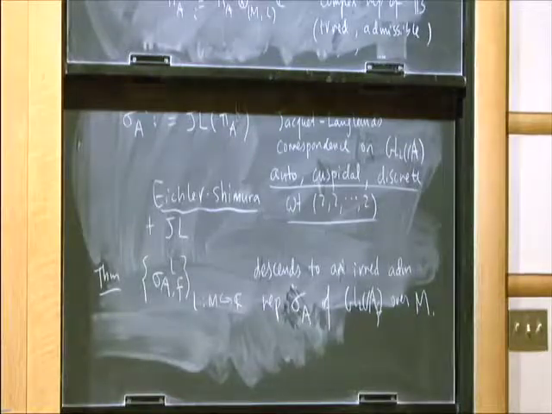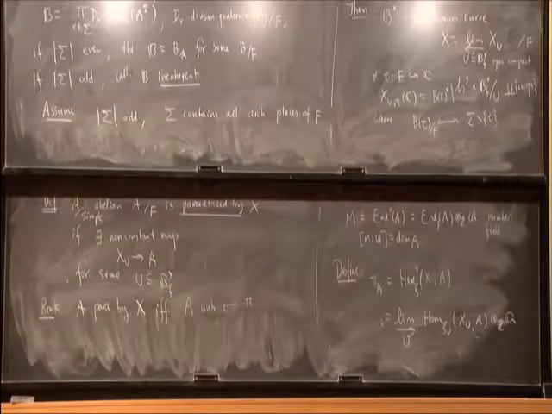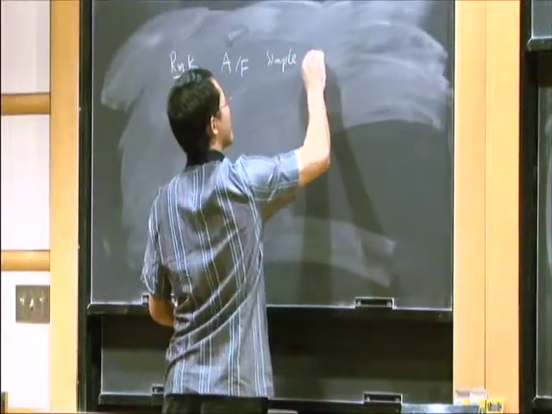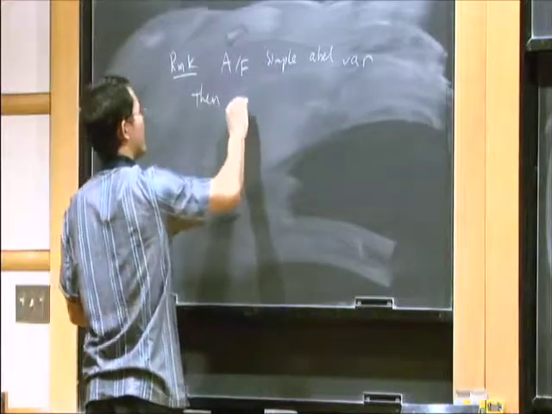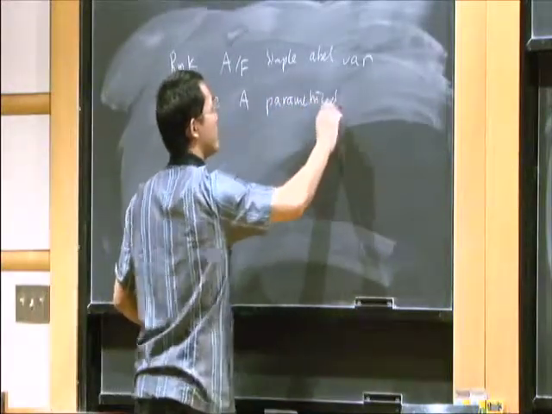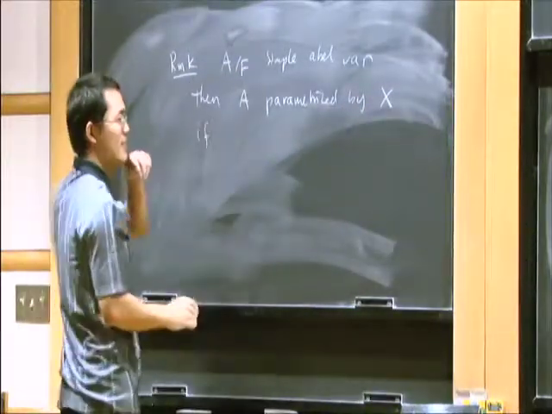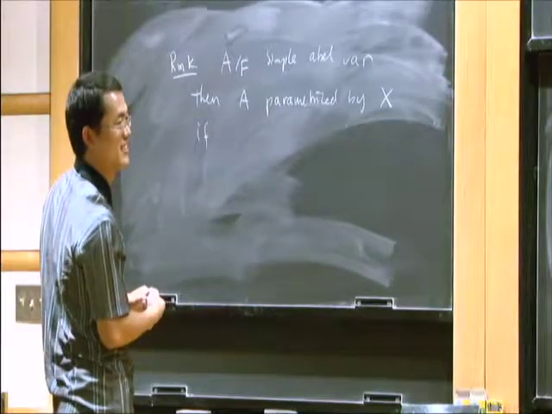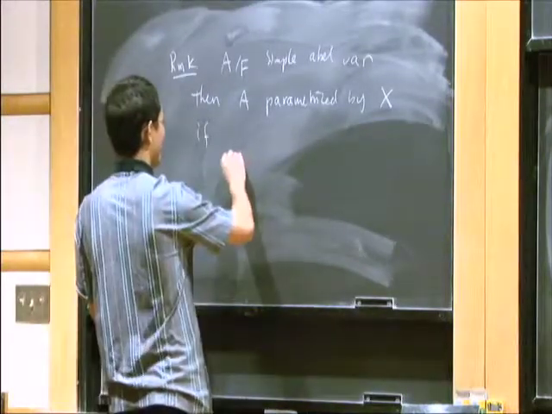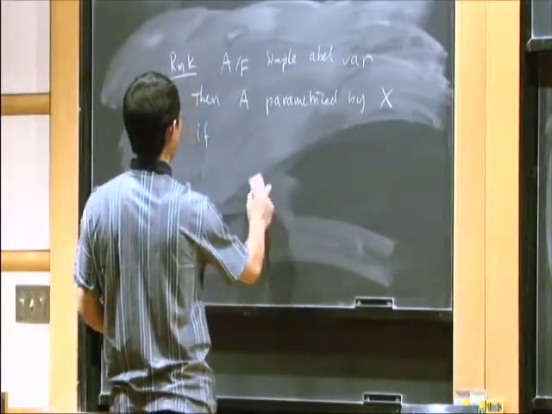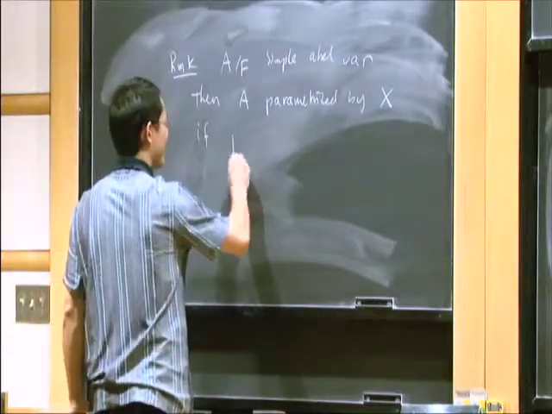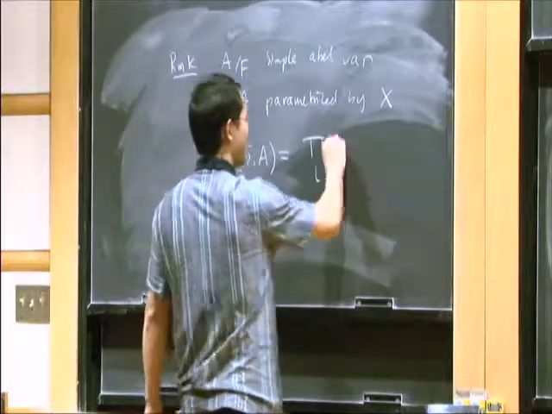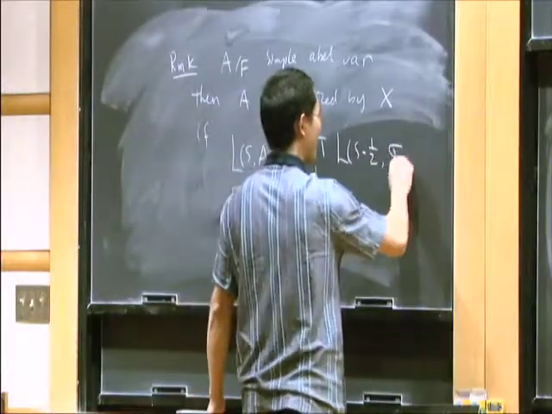So now I can finish this remark. Let A be a simple abelian variety over F. Then A is parameterized by X. It's still not so clear here. Sorry, I want to write more. I just write here. If this is the L function of A, it is a product of these sigma A iota, and then L(s minus a half, sigma A iota), local.